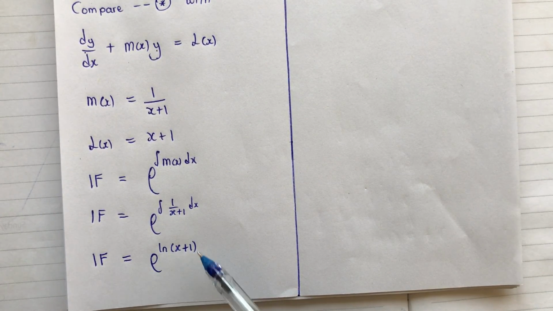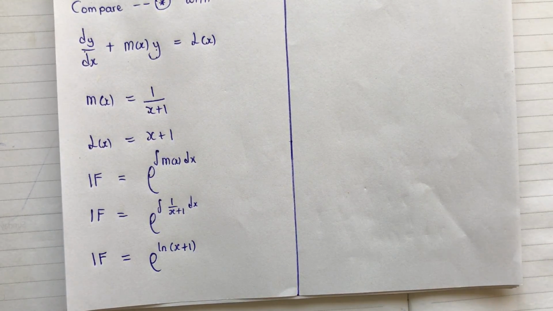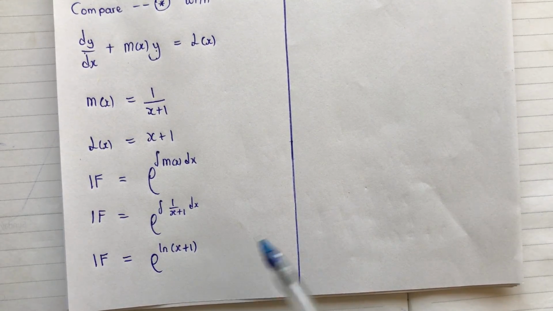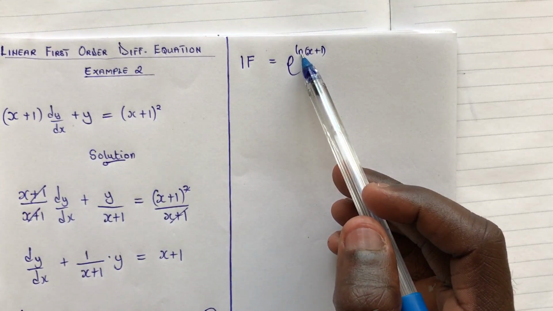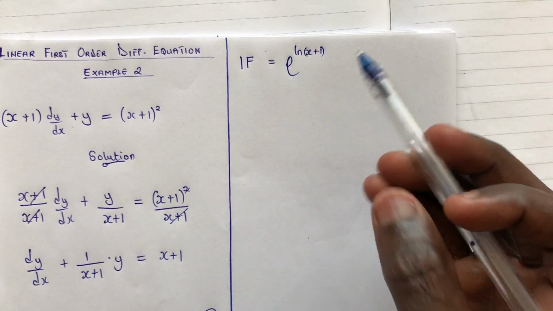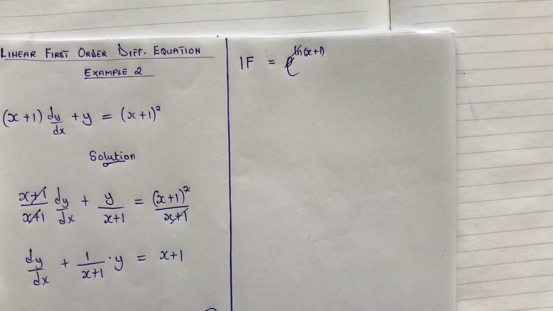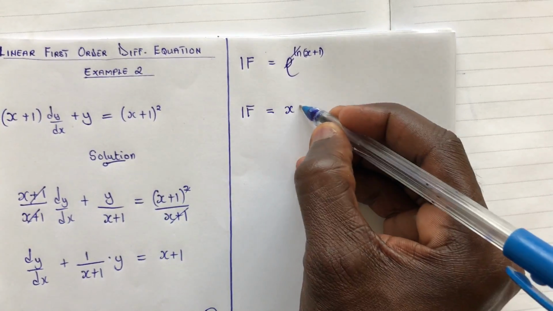Integrating factor. I don't need the constant of integration since, in proving this, we got rid of the constant of integration. So now we move on to the next step. From here, anytime you have a natural log with base e, you can get rid of the natural log and the e. So this will take care of this. You see? So we are left with x plus 1.